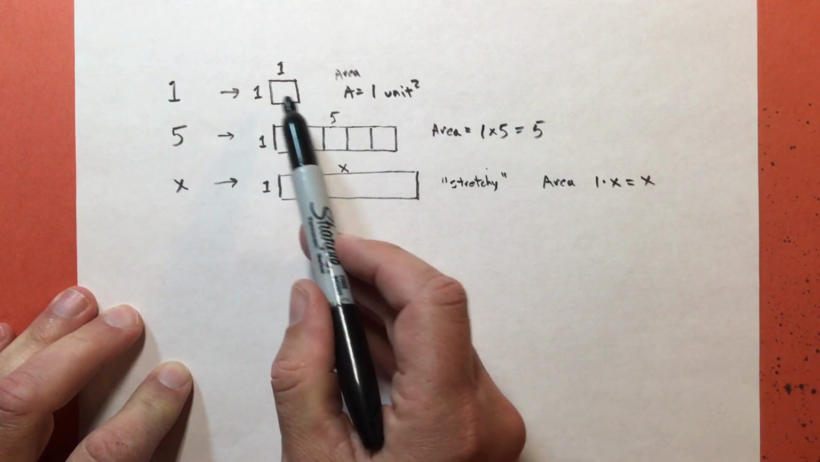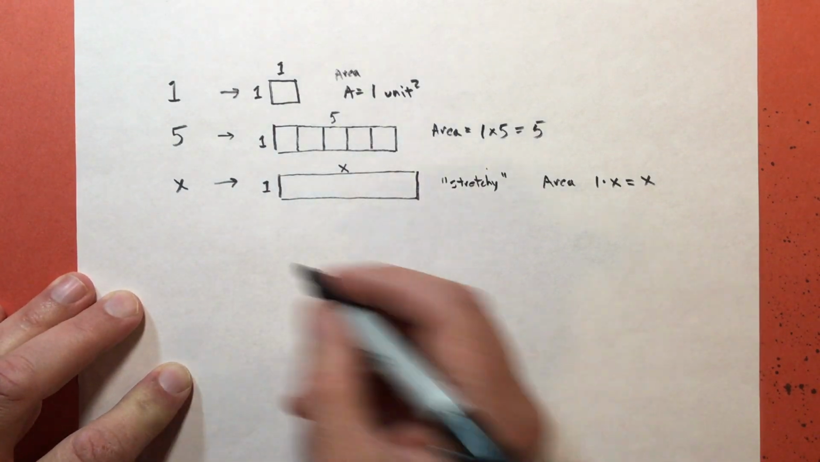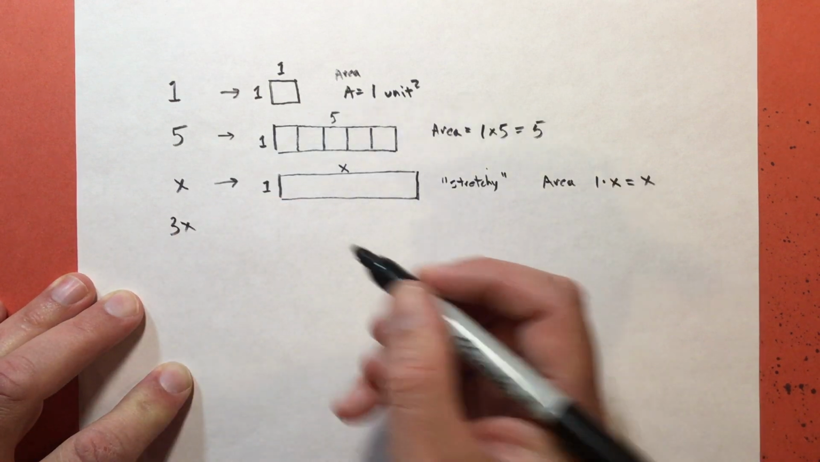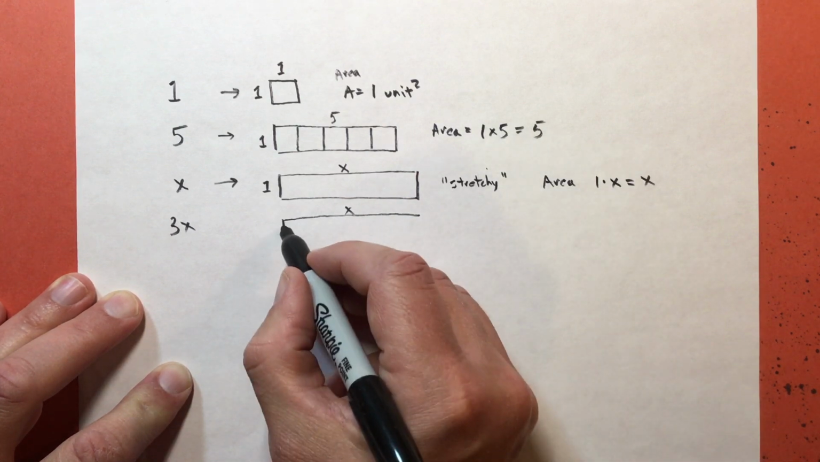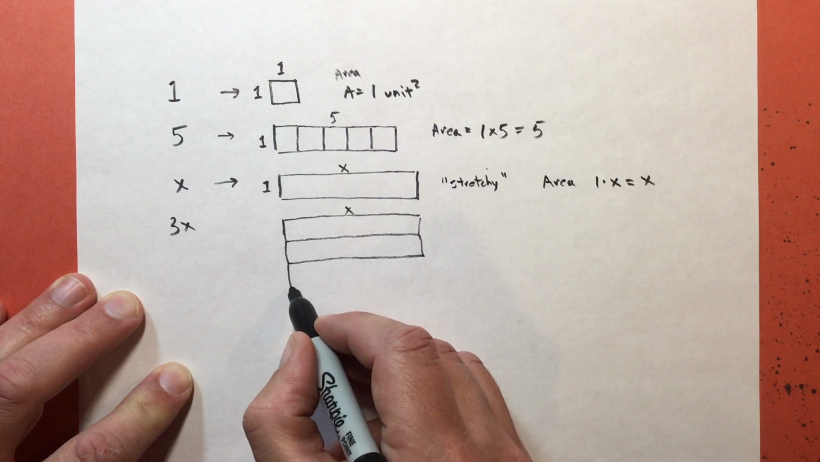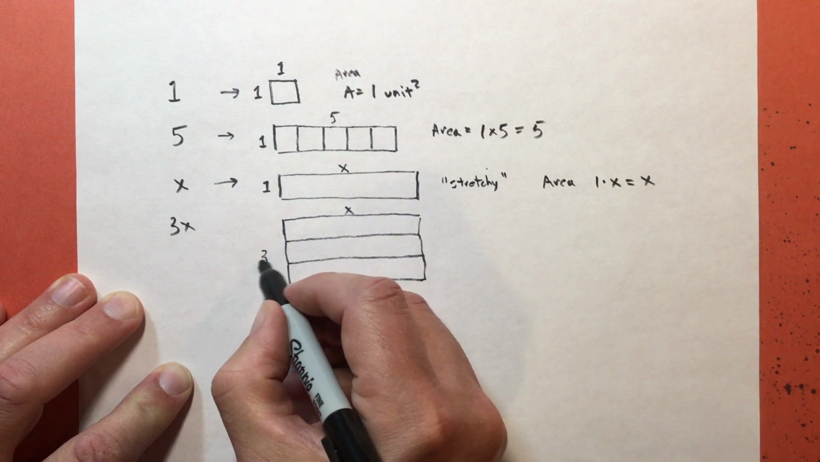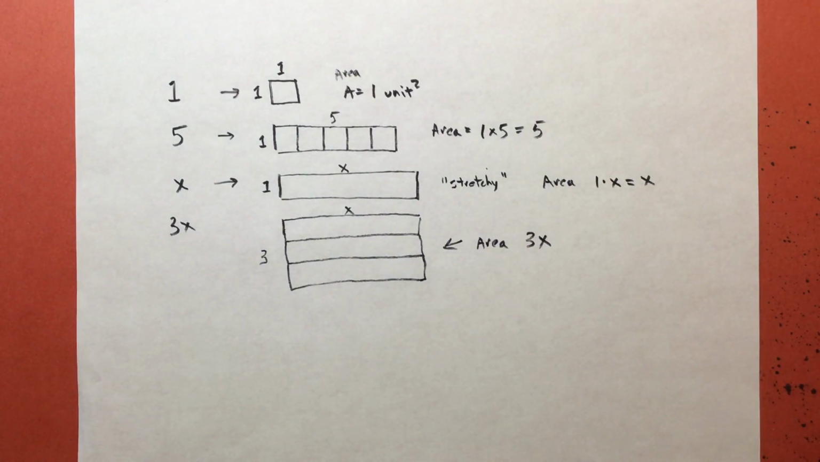And just like up here, when I went from 1 square to 5 squares to represent 5, if I had, for example, let's say 3x, 3x would look like this. So this is still x, and here's 1x, here's 2x, and then here's 3x. So this would be 3, and the area of this one would be 3x. So that's how we get to the idea of coefficients. Okay, that's probably good. If you need me to say it again, rewind it.